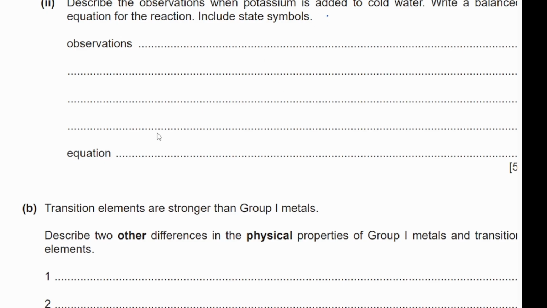So first step, I'm going to write the equation first. Potassium, which is K in solid form, added to water, which is in liquid, you would get KOH, potassium hydroxide, aqueous, plus H2 gas, which is effervescence.